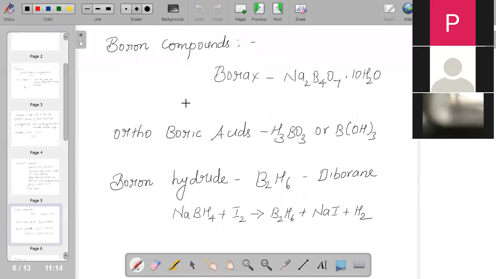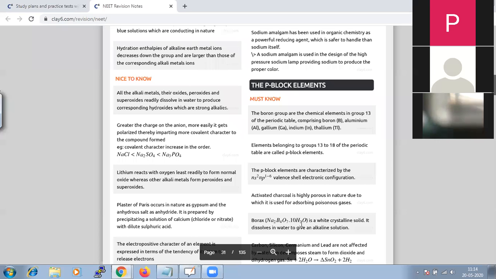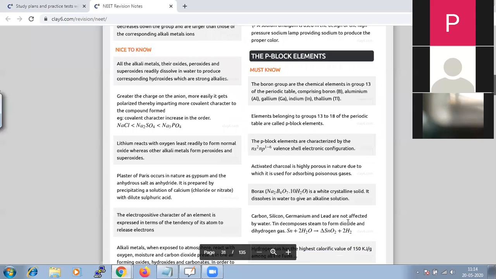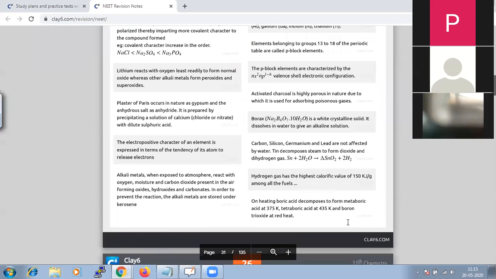And next, when we are talking about different boron compounds, it's important to note that there are different boron compounds and we need to study them. And when we talk about activated charcoal, it is highly porous in nature, because of which it is used for absorbing poisonous gases. And when we talk about the compounds, the first one is borax. What is borax?